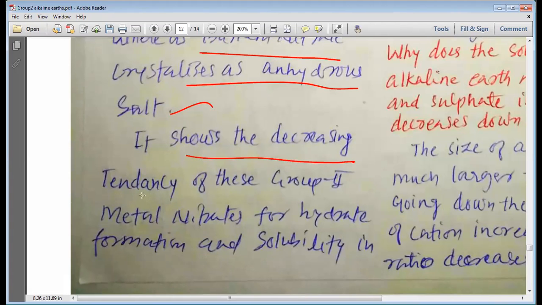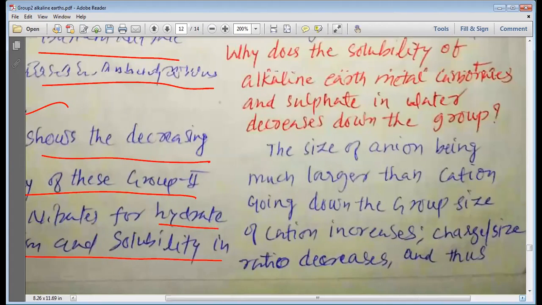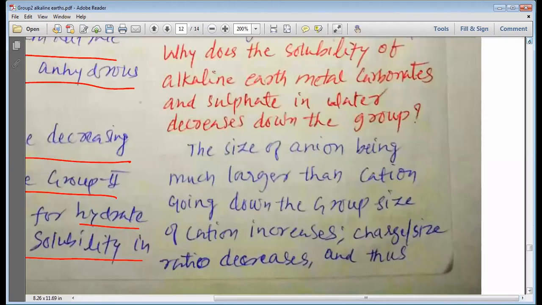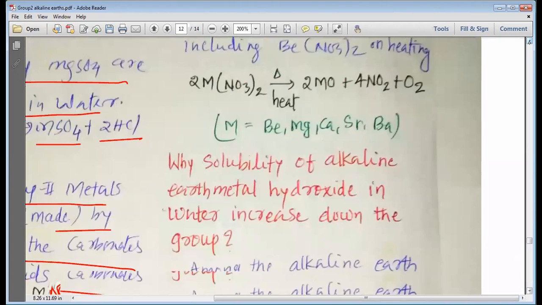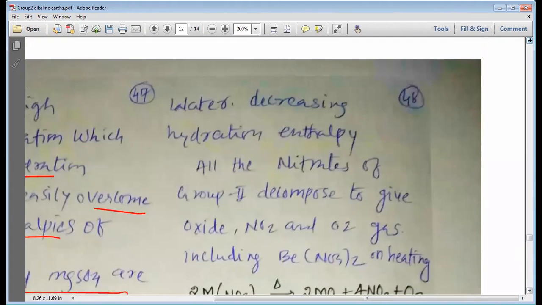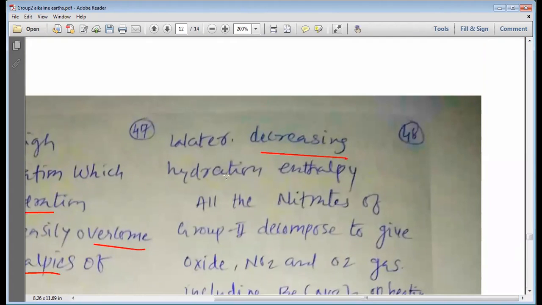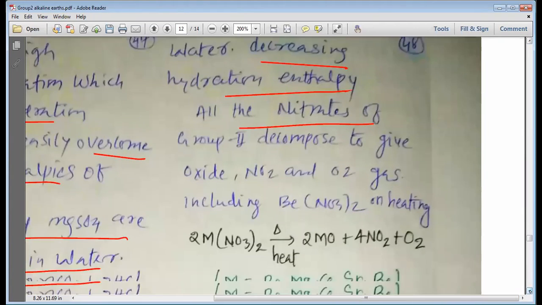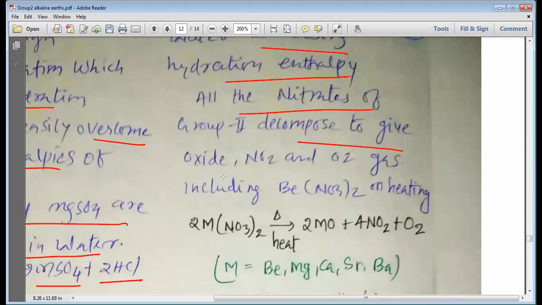It shows a decreasing tendency in group 2 metal nitrates for hydrate formation and solubility in water. So my dear students, as we go down the group, the hydrate formation and solubility in water decreases for the nitrates of group 2 elements, due to decreasing hydration enthalpy. All the nitrates of group 2 decompose to give the oxides, nitrogen dioxide and O2 gas.